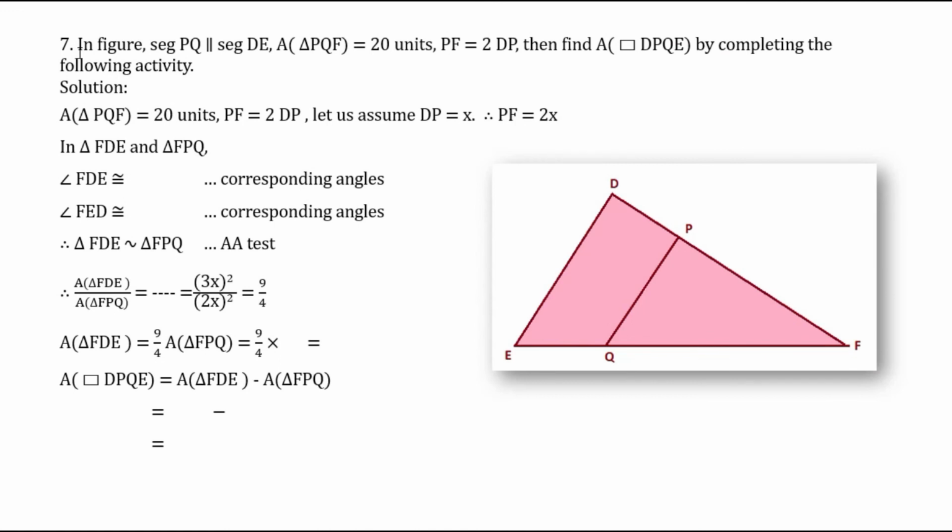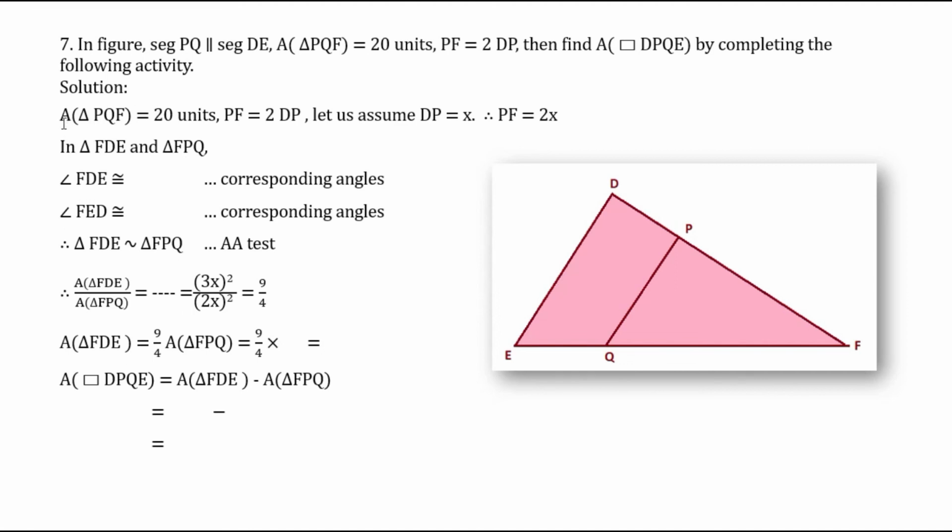Example 7. In figure, segment PQ is parallel to segment DE. Area of triangle PQF is equal to 20 units. See this PQ and DE, these are the parallel lines, and triangle PQF, this smaller one, has 20 units area. Now PF is equal to twice DP. Then find area of quadrilateral DPQE. This much area we have to find using the following activity.